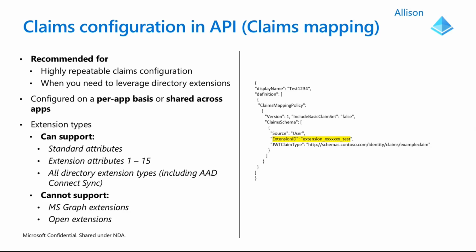Extension types that work for these are basically standard attributes or default attributes, extension attributes 1 through 15, and all directory extension types. So this includes AAD Connect Sync and your own custom ones.